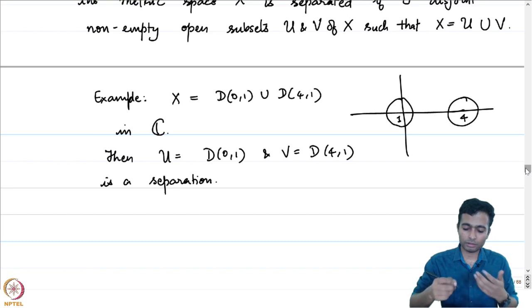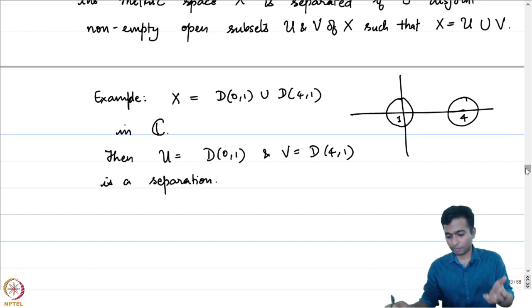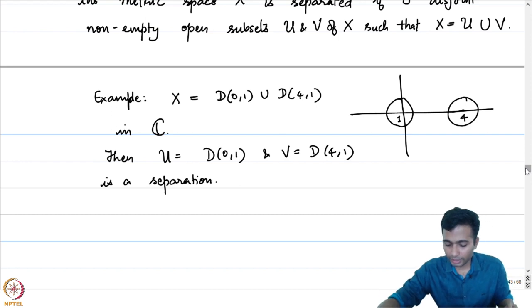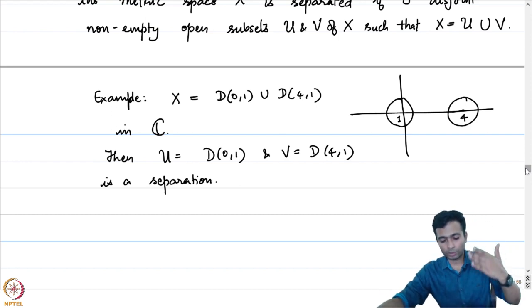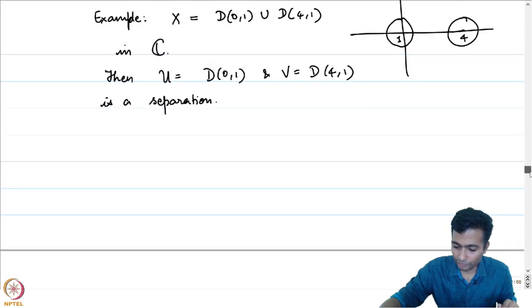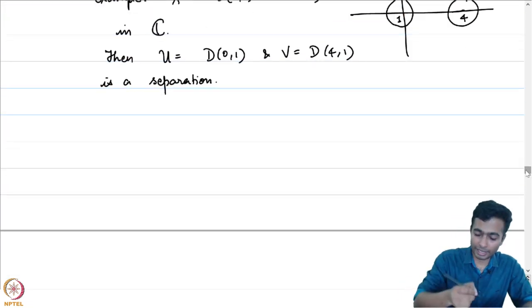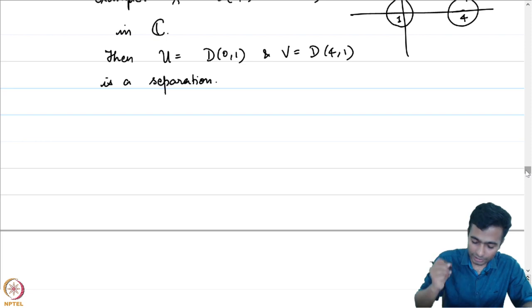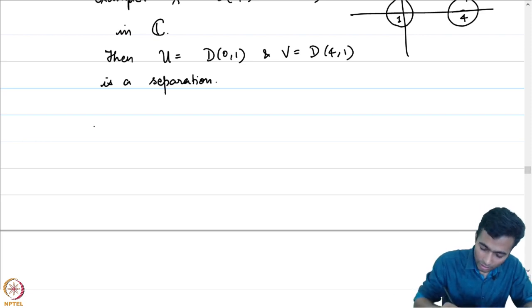D(0,1) bar and D(4,1) bar, and look at a new metric space X prime, say D(0,1) bar union D(4,1) bar, then again U equal to D(0,1) bar is an open set in X and V equal to D(4,1) bar is an open set in X, and the union will give us X. So that's something which you should notice. Let me give that as an example.